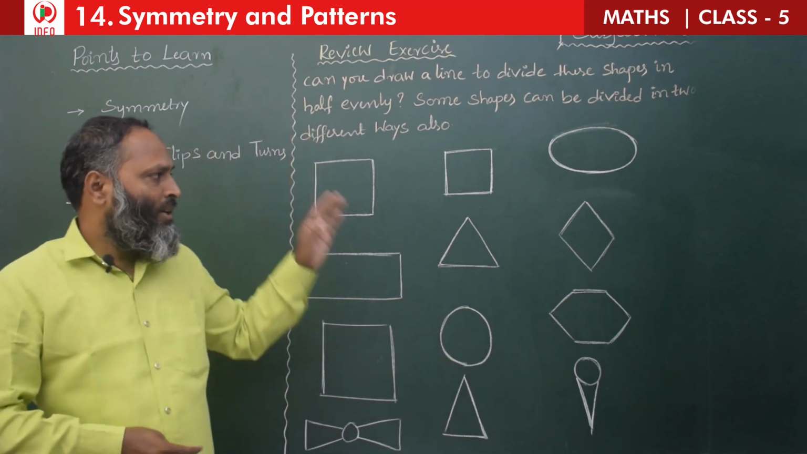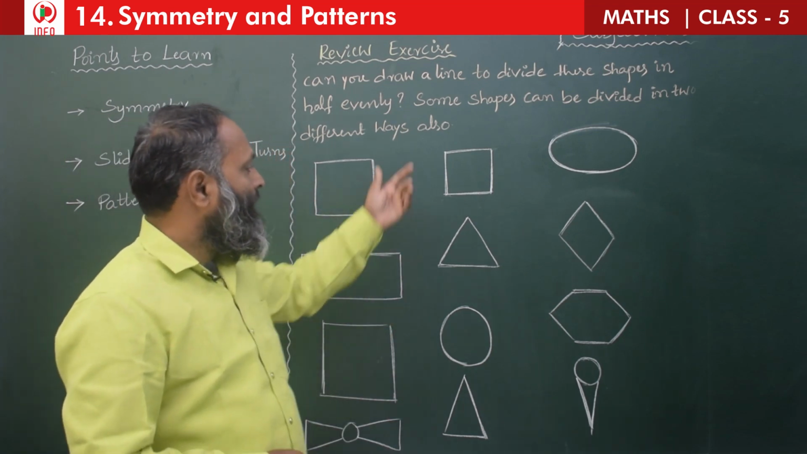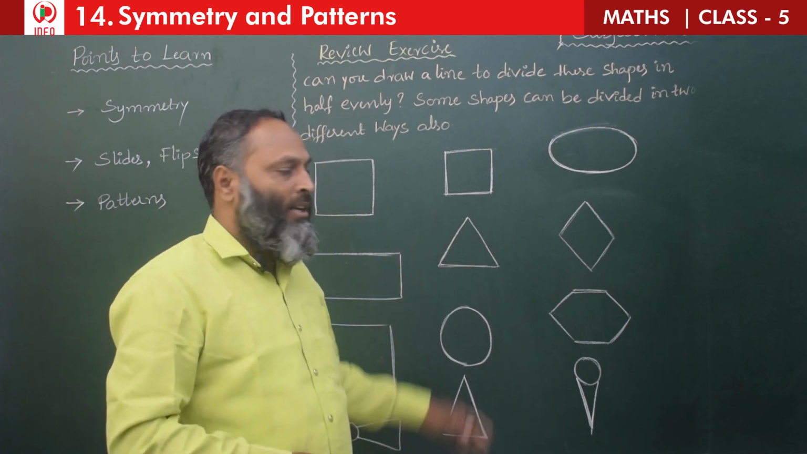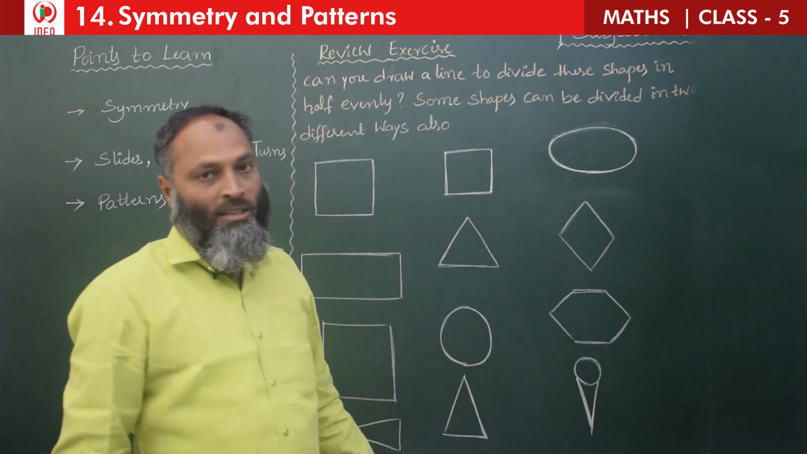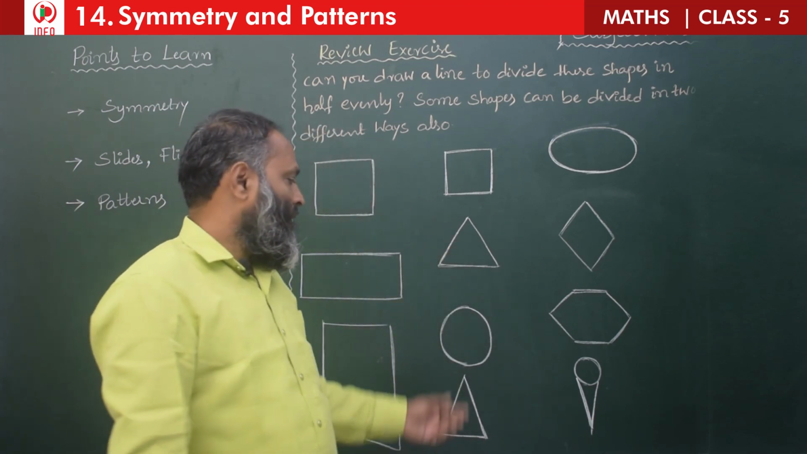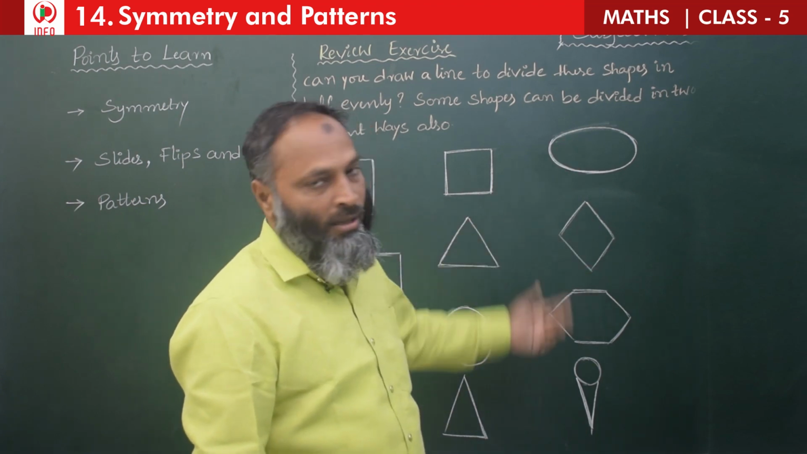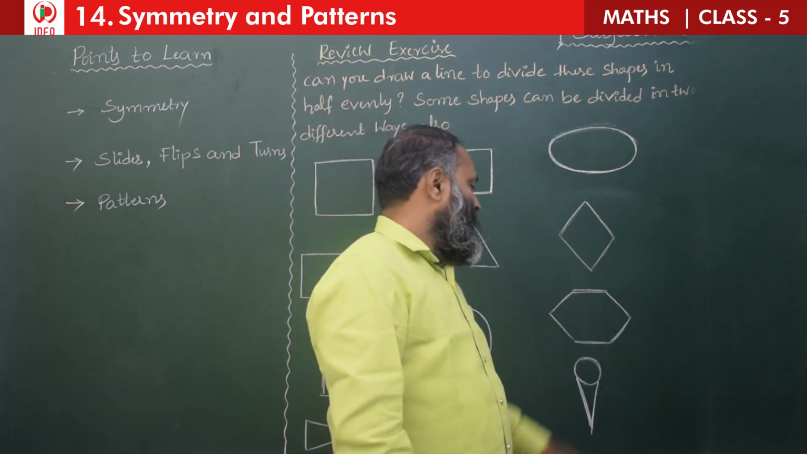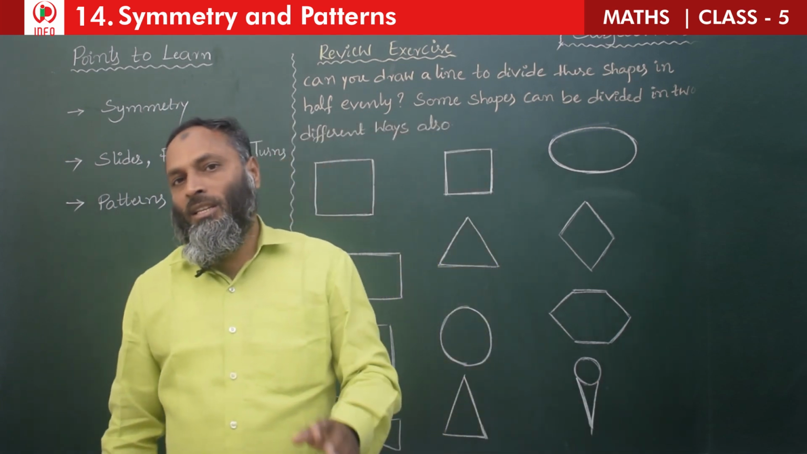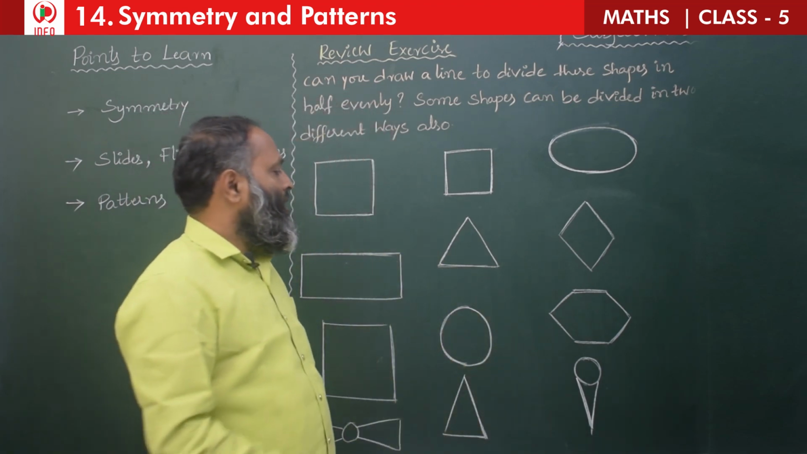Here some shapes are given: square, rectangle, square, triangle. This is a triangle and this is also a triangle; these are different types of triangles. One is an equilateral triangle, another is an isosceles triangle. Then circle, ellipse, diamond, that is rhombus, and the next one is hexagon. One more shape is given. In total, 16 shapes were given.